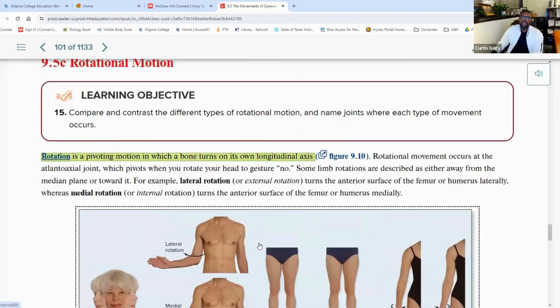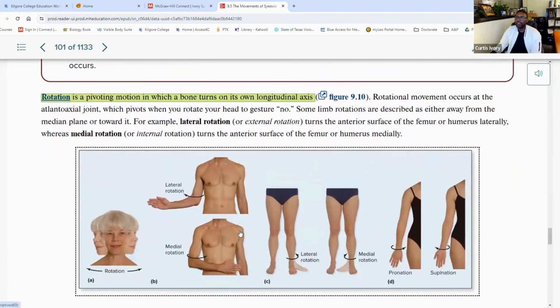Rotation. So rotation means that the bone makes a pivoting turn, or just rotation means to turn. So we can have lateral rotation, which means that I'm turning to the lateral portion, turning to the outside. Medial rotation means I'm going towards the inside, or towards the midline. So this would be medial rotation. Now I'm turning towards the lateral, which is going away from the midline.